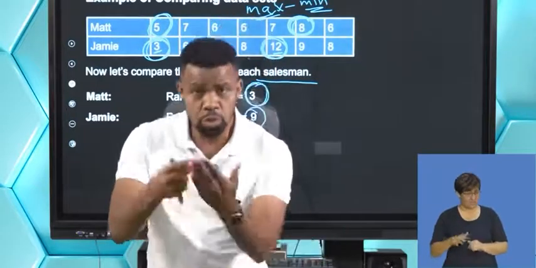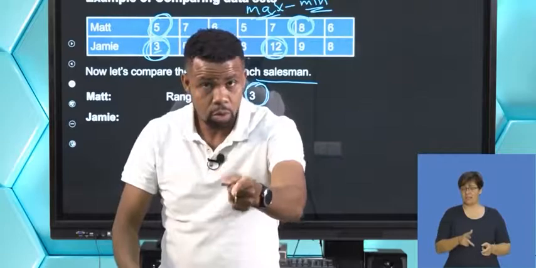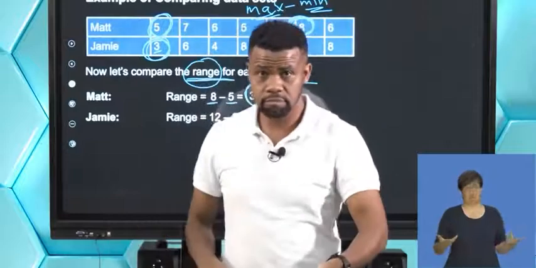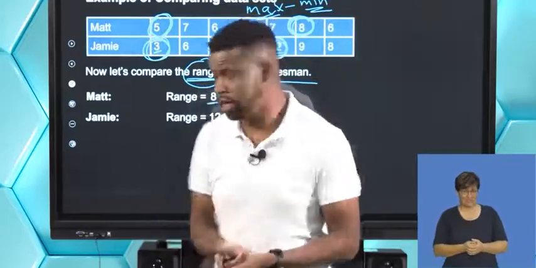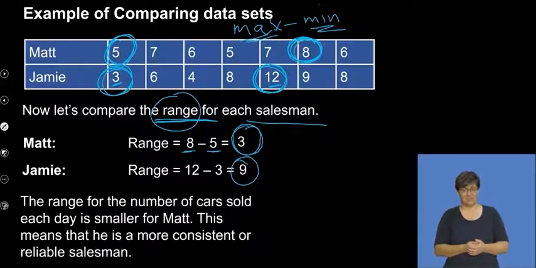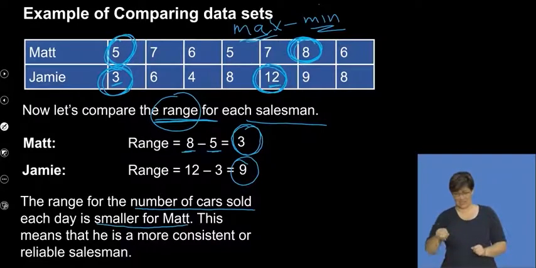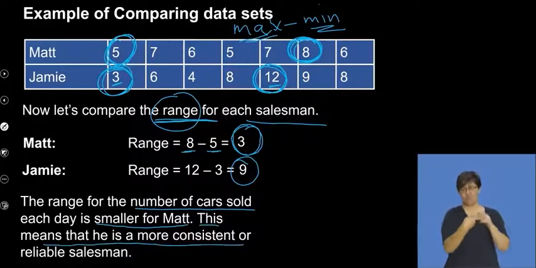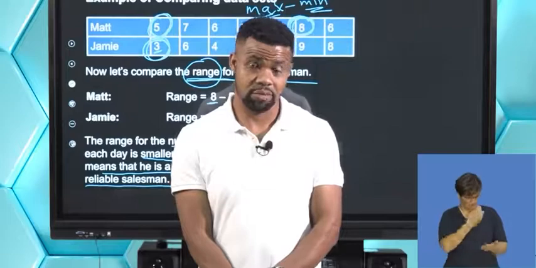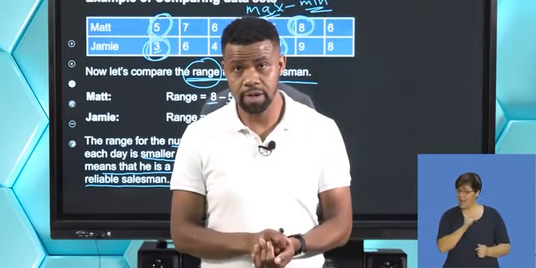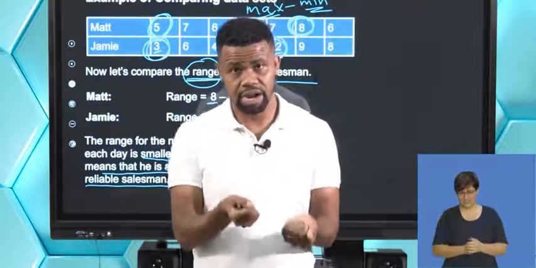Okay? Do you want consistency, or do you want someone who sells lots of cars one day and nothing the following day? It all depends. Or do you want average? Okay. So the range of the number of cars sold each day is smaller for Matt. That's what we said. This means that he is a more consistent or reliable salesman. That's what we conclude by using their range.